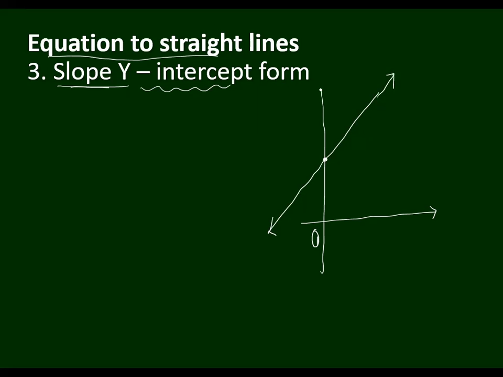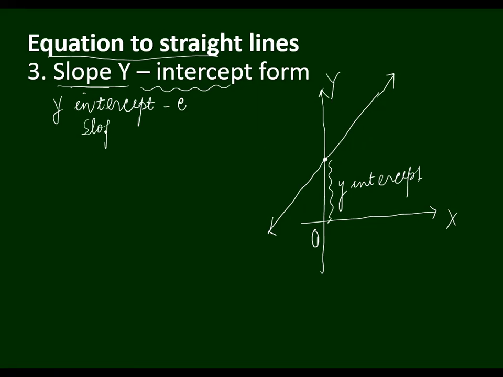This is the line. This is your y-axis. This is the x-axis. This distance we call y-intercept. And in general we take y-intercept as small c. This is denoted by small c, and slope, you know, is denoted by m. So we'll frame the equation.